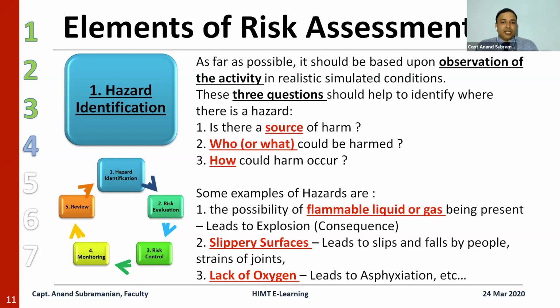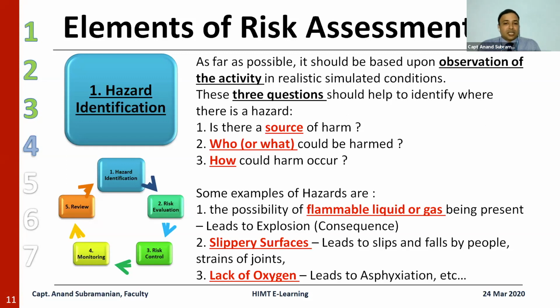So now when you're doing the hazard identification for a particular job, for a particular activity, there are 3 major questions to be answered. First, where is the source of harm? Where is the source of danger? What is more dangerous? If you can answer that question, you will get half of your hazard identification. Second question is, who or what can be harmed? That means, is it a personal injury? Is it damage to equipment? Is it environmental damage which is happening? All that can be answered by that particular question.